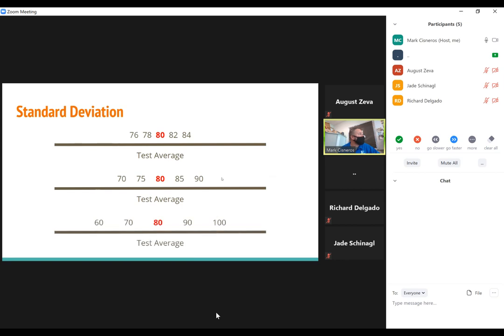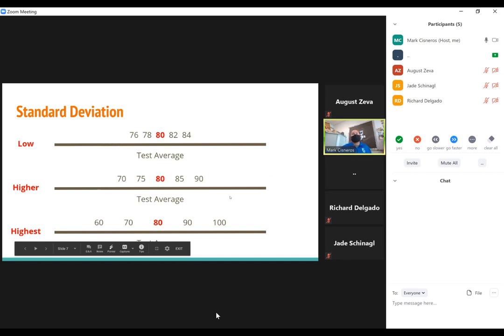And look at this last one. The average is still an 80, but now they're even more spread out. I have a 60, a 70, an 80, a 90, and now a 100. Low or high? That's a high. And you can see I have low, higher, and highest. That's what standard deviation measures.